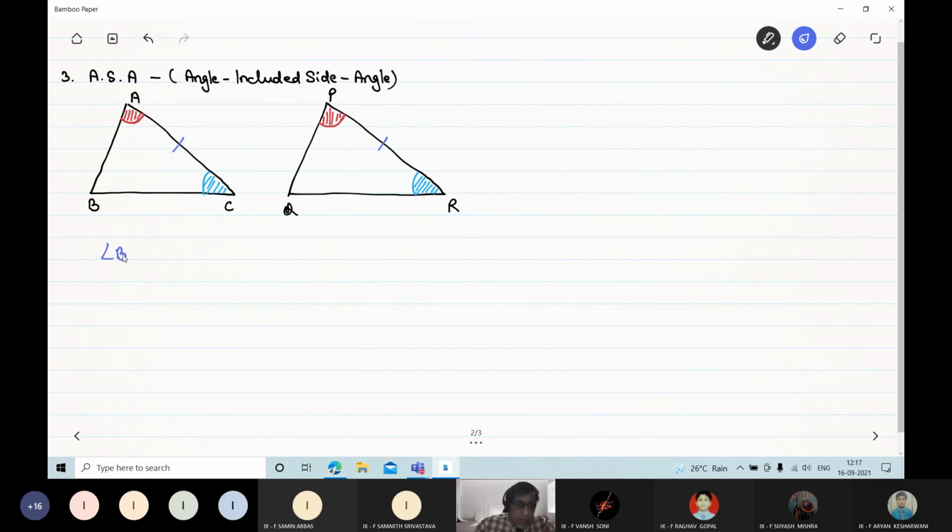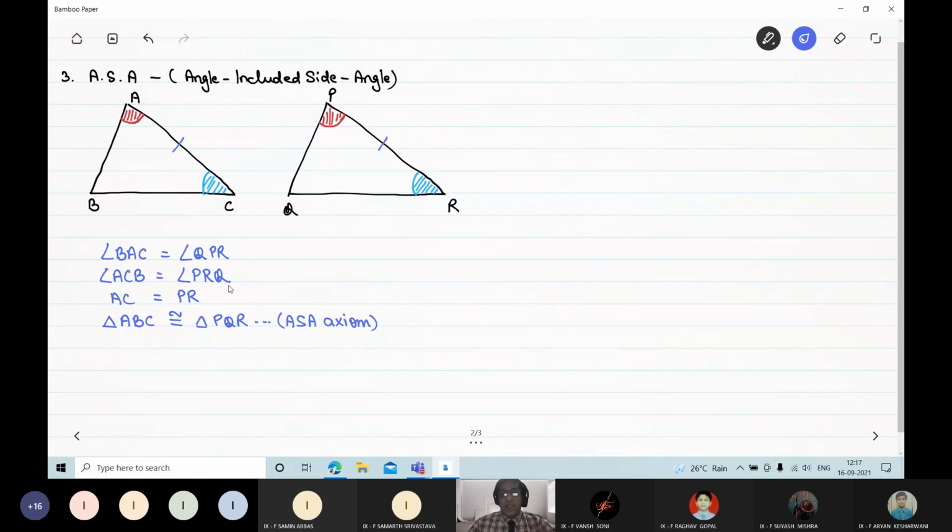So if angle BAC is equal to angle QPR, angle ACB is equal to angle PRQ, and AC is equal to PR, so two corresponding angles are equal, and the side in between the equal angles is also equal, then we say that the two triangles are congruent. So triangle ABC will be congruent to triangle PQR, and this will be congruent by ASA axiom. Angle included side angle. Is this clear to everyone?